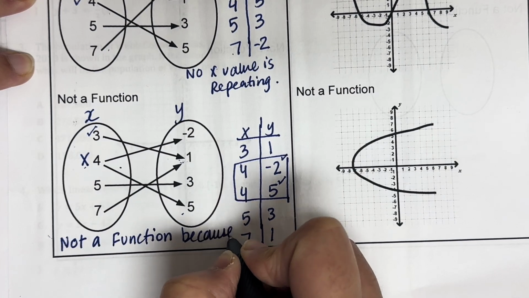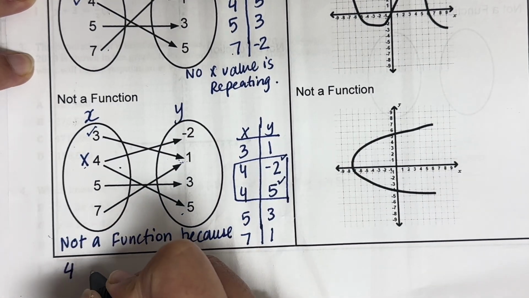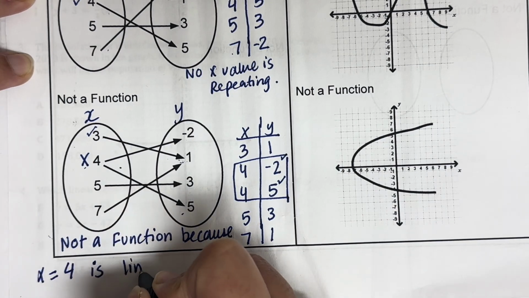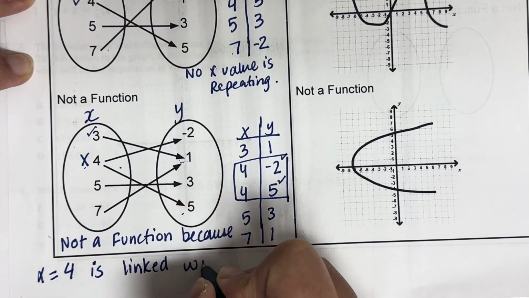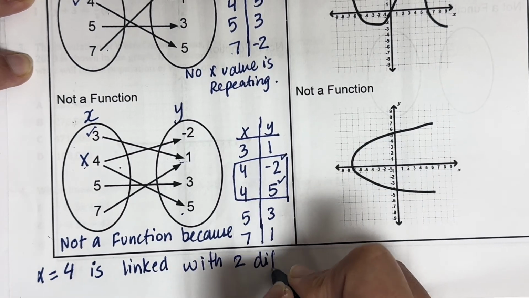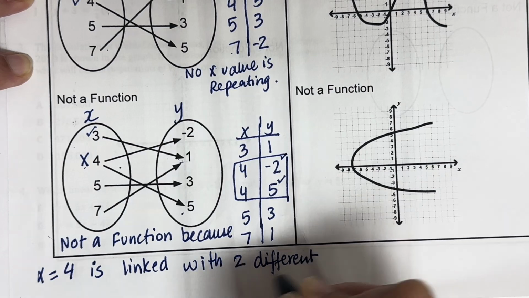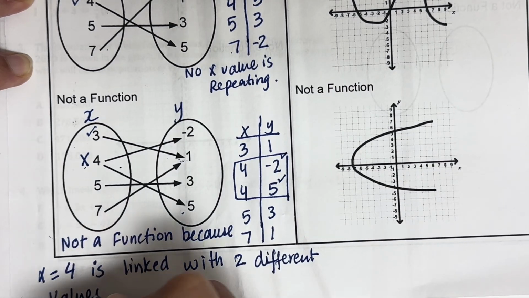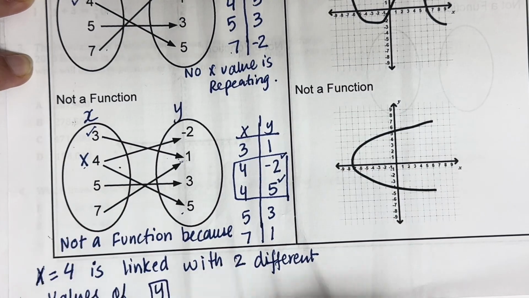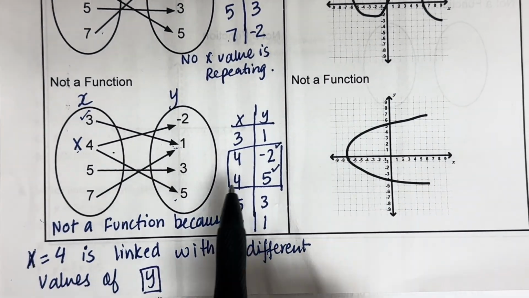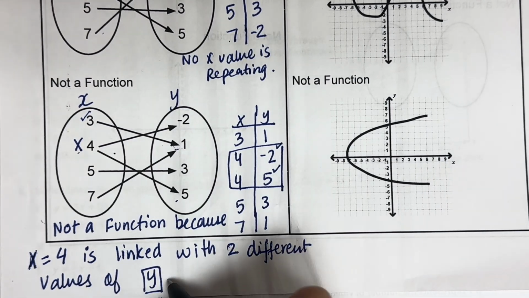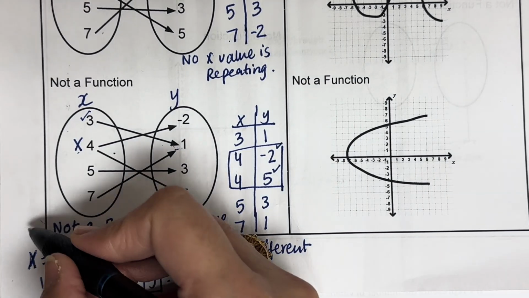because x equal 4 is linked with 2 different values of y. So 4 was linked with 2 different values of y. That is the reason it is not a function. So this is a very important definition.